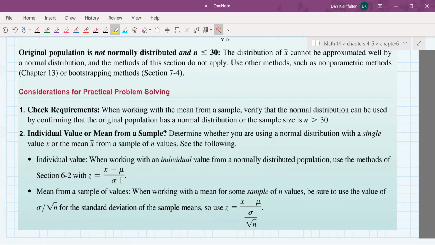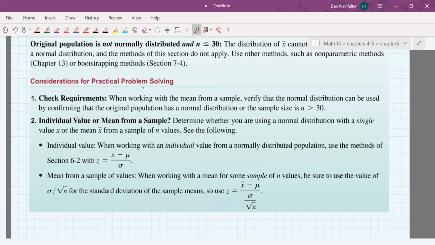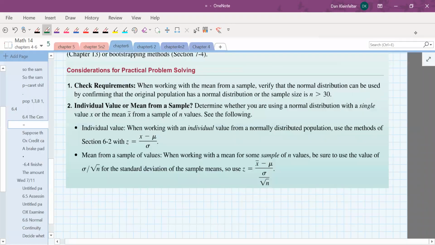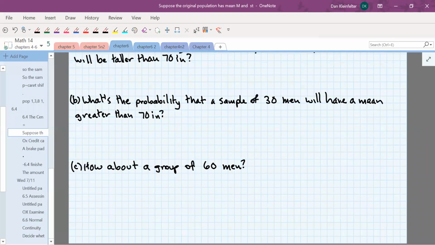If the question is about a sample of n individuals, use sigma over the square root of n for the standard deviation, so that your z-score formula will be x bar minus mu over sigma over the square root of n. So pay attention to the way the problem's worded, what's being discussed, to help you decide whether the central limit theorem should be used or not.